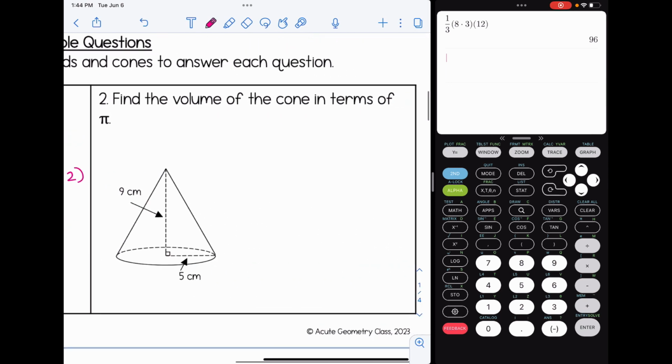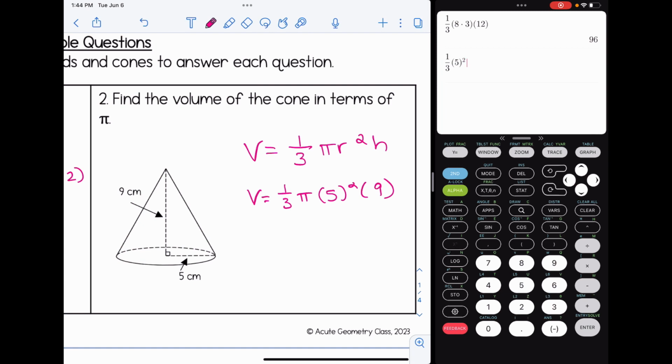Number 2, find the volume of the cone in terms of pi. So I'm going to use our shortcut formula for finding volume of cones, the one that has replaced capital B with pi r squared. And now I can just substitute in our values. We can see the radius is 5, and we can see that the height is 9. Now, since this problem says in terms of pi, what that means is we want pi to be in our answer, and that means we do not want it typed into our calculator. So I'm going to type in my calculator everything besides the pi.